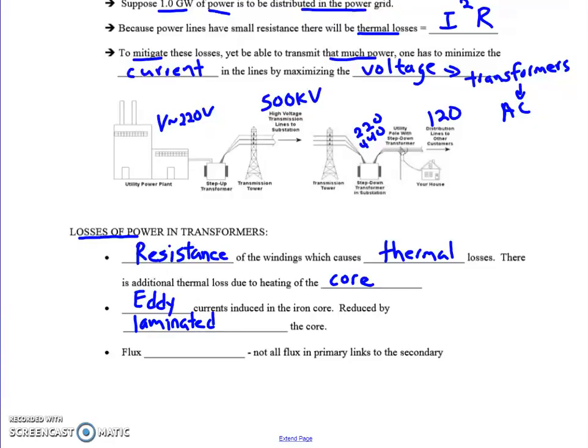Lastly, you have flux leakage. What that basically means is that not all the flux in the primary is linking to the secondary. It takes good engineering to make sure whatever flux you have goes right to the secondary and not leaking out into the air or whatnot. So those contribute to less than perfect efficiency, but I believe good transformers can be up to 80 or 90% efficient.